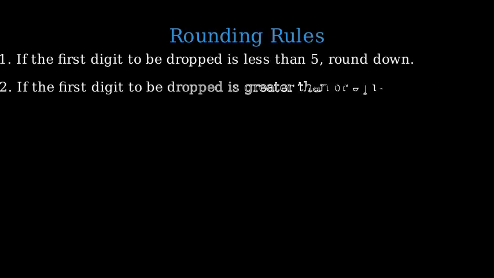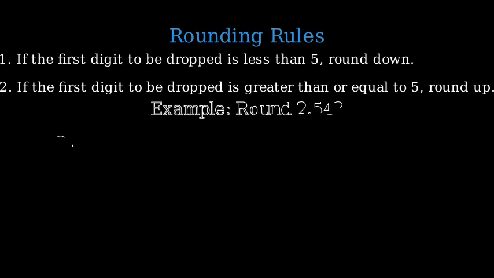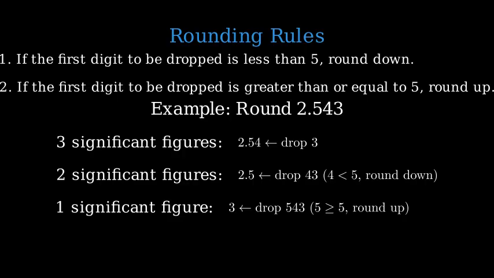When adjusting your answer to the correct number of significant figures, you need to follow these rounding rules. 1. If the first digit to be dropped is less than 5, round down. 2. If the first digit to be dropped is greater than or equal to 5, round up. For example, if we need to round 2.543 to three significant figures, we would drop the 3, leaving us with 2.54. If we need to round 2.543 to two significant figures, we would drop both 4 and 3, and since 4 is less than 5, we round down to 2.5. If we need to round 2.543 to one significant figure, we would drop 5, 4, and 3, and since 5 is greater than or equal to 5, we round up to 3.